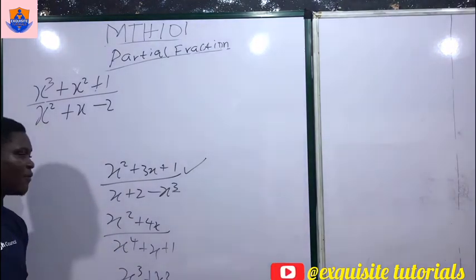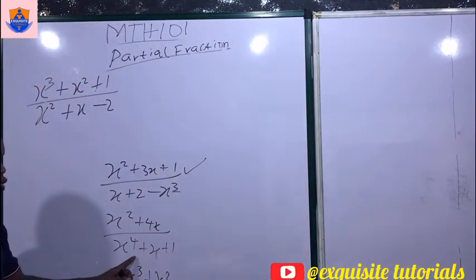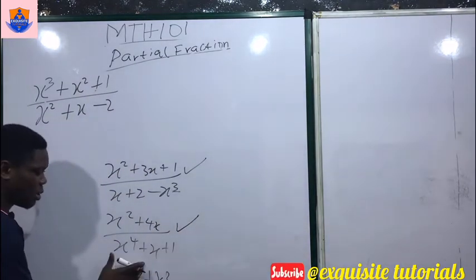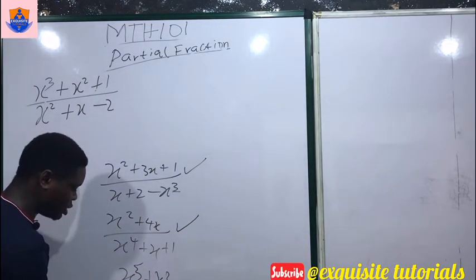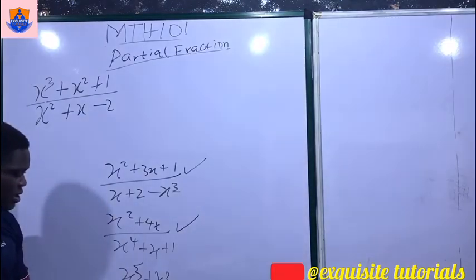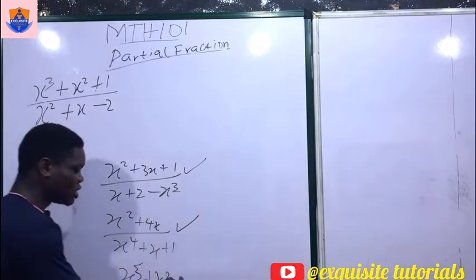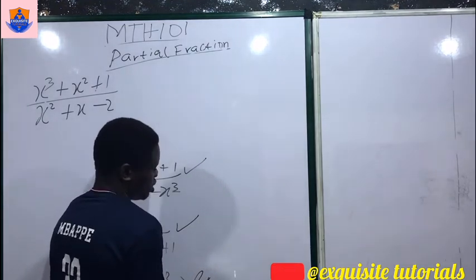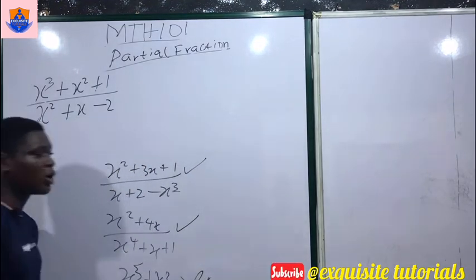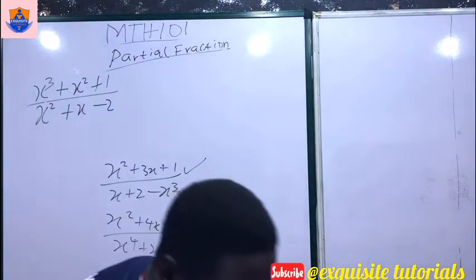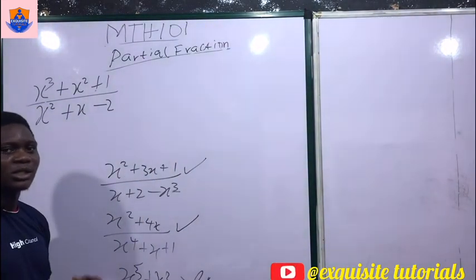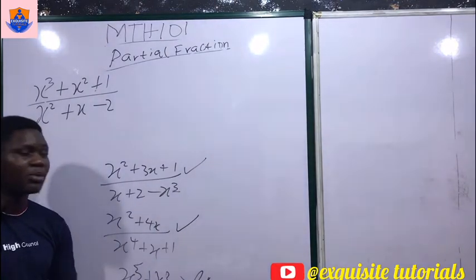The highest power of x here is at the denominator, 2, so this is a proper fraction. Let me change this part to 5 and change this part to 3. The highest power of x here is at the numerator, so this is an improper fraction. So that's how you know an improper fraction. But the question is, what is our business with this? That is the main question.